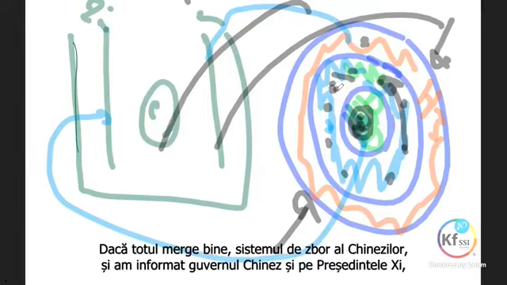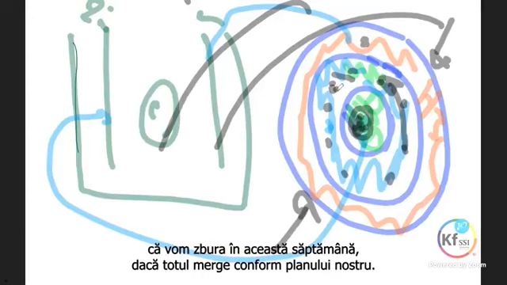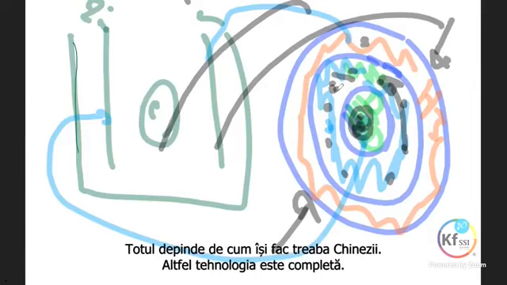If everything goes right, the Chinese flying system, and we have informed the Chinese government and His Excellency President Xi that we will fly this week, if everything according to our plan goes as we think. It all depends on how the Chinese will do their job. Otherwise, the technology is complete.